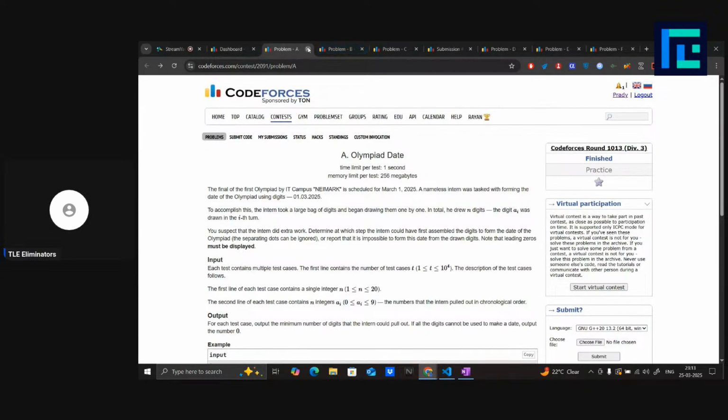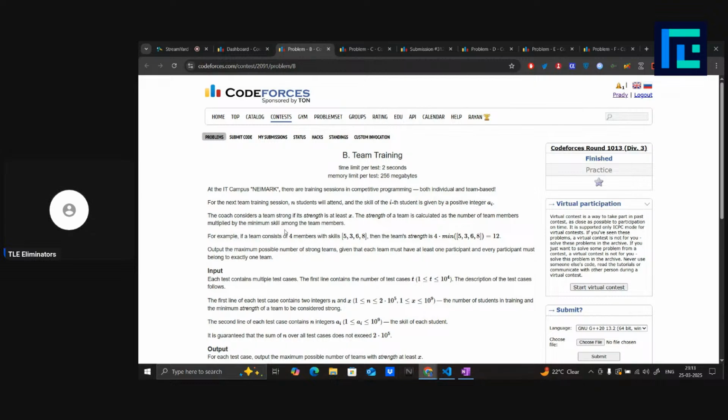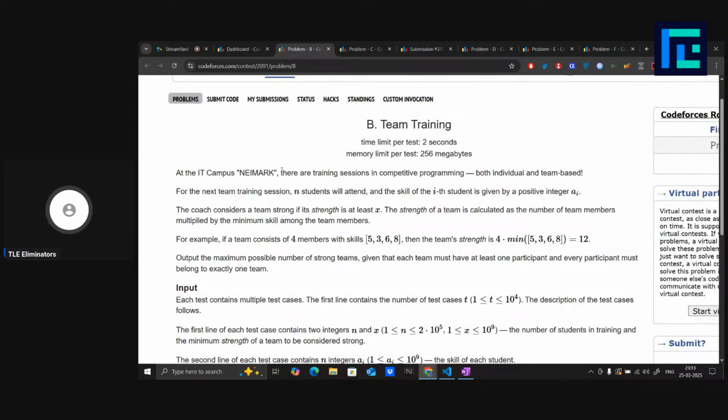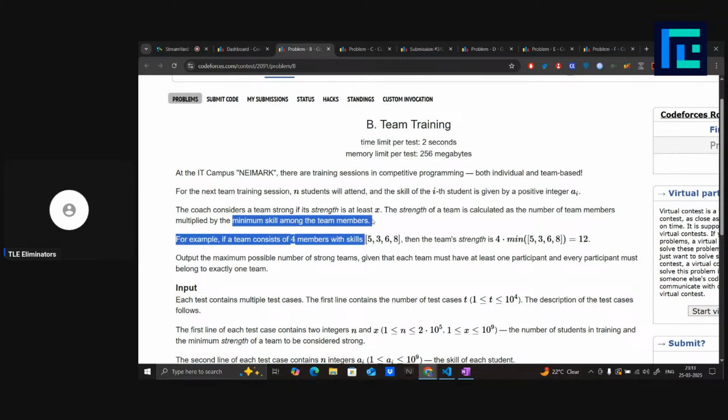All right. So the next problem was team training. At the IT campus Newark, there are training sessions in CP, both individual and team based. For the next team training session, N students will attend, and the skill of the i-th student is given by positive integer A_i. The coach considers a team strong if its strength is at least X. The strength of a team is calculated as number of team members times the minimum skill among the team members. For example, if a team consists of 4 members with skills 5, 3, 6, and 8, then the team strength is 4 times the minimum, so 4 times 3, which is 12.